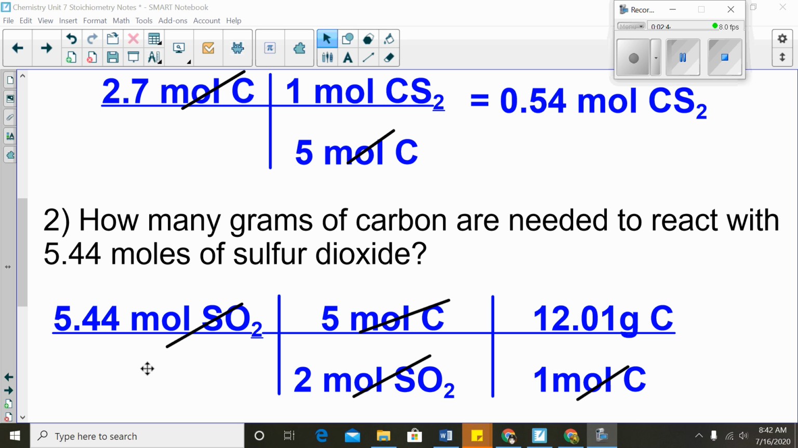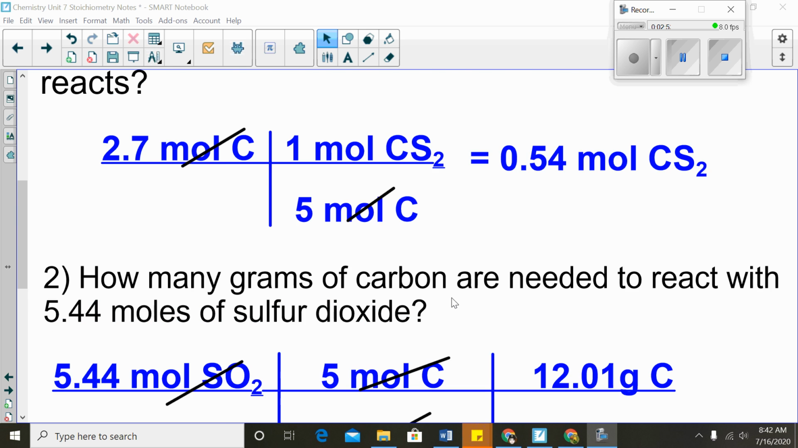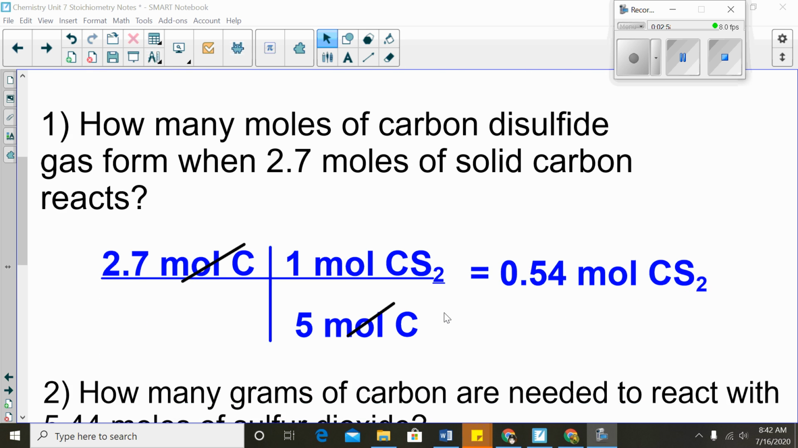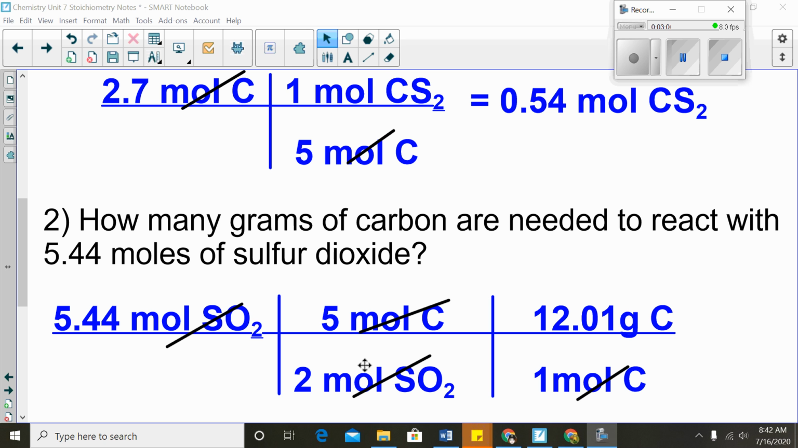SO2 is in the bottom. Why? Because I want to cancel it. And C is written on the top, because that's what I'm trying to find. Where did the 5 and the 2 come from? It's coming from the coefficients. There's a 5 in front of carbon and a 2 in front of SO2. So this should look familiar.